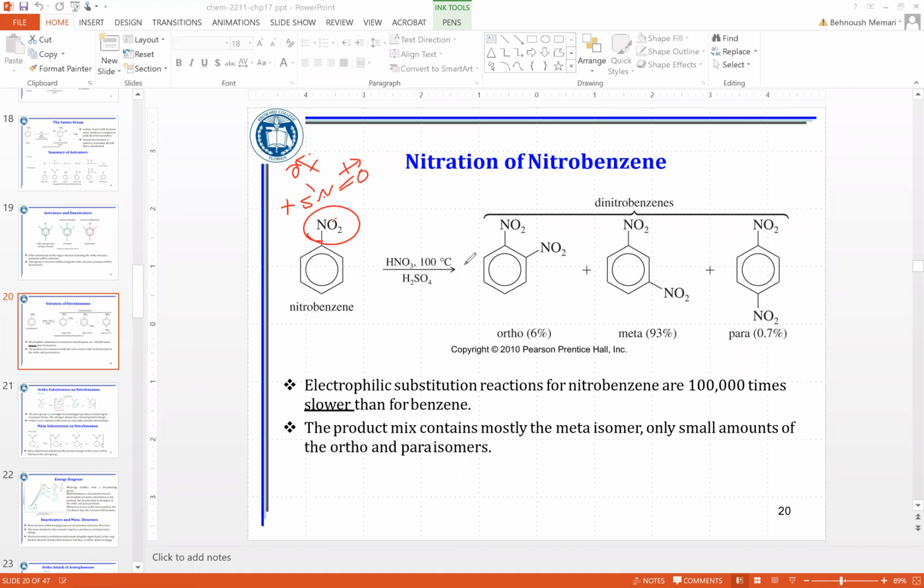And if you are adding another NO2 group, how do I know that I'm adding NO2? Because as soon as I see this mixture of HNO3 and H2SO4, I know that I have a nitronium ion that is going to replace the hydrogen. The question is which hydrogen is going to be replaced: ortho, meta, or para? If you look at the percent composition, the meta position is the major product. Why is meta the major product? Because the group already on the benzene ring is a deactivating group, an electron withdrawing group.